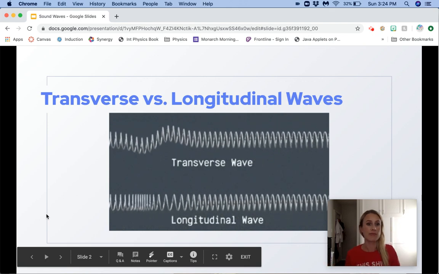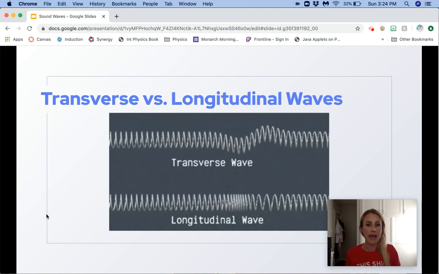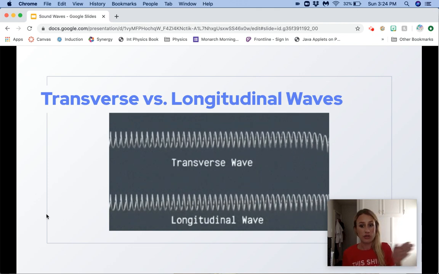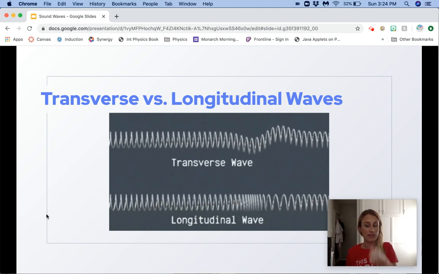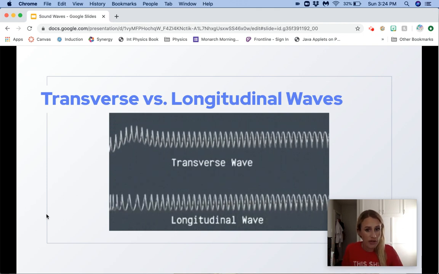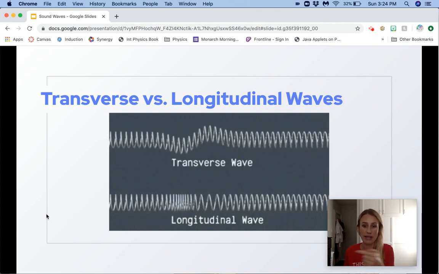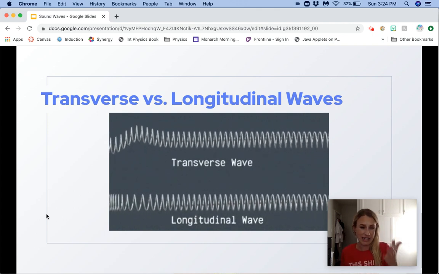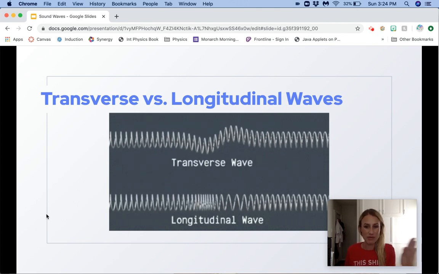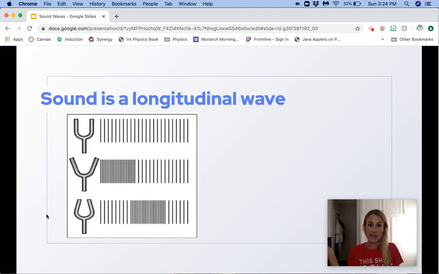So last week we talked about what transverse versus longitudinal waves are. Remember, in a transverse wave, the particles move in a perpendicular direction to the propagation of the wave. So particles are moving up and down, wave is moving left to right. In a longitudinal wave, on the other hand, the particles move in the same direction, or parallel to the propagation of the wave. I gave the example of a slinky last week. Those particles move back and forth as that wave goes by. Now, sound is a longitudinal wave.